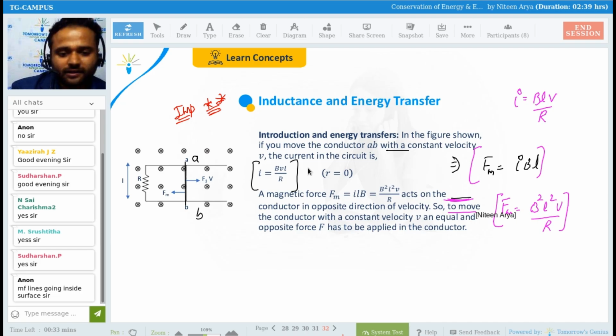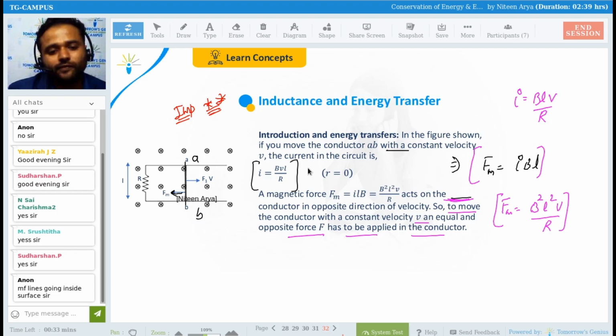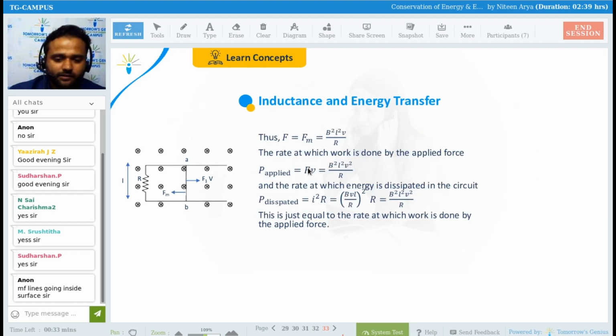Good. So to move the conductor with a constant velocity V, an equal and opposite force F has to be applied on the conductor. If there is a magnetic force Fm in this direction, but I need to move in this way, so I need to apply some force on this conductor. Clear? Because this magnetic force pulls the conductor backward. So F equals Fm, at least this much force I need to apply.